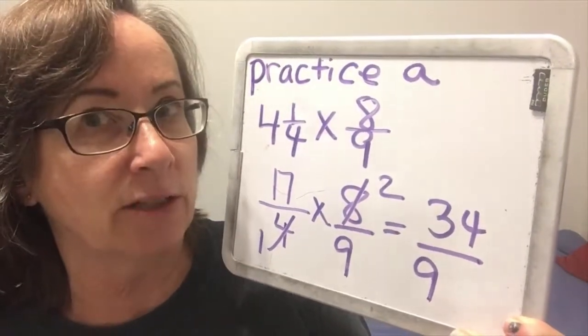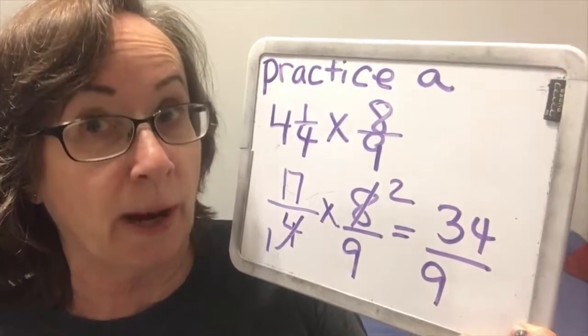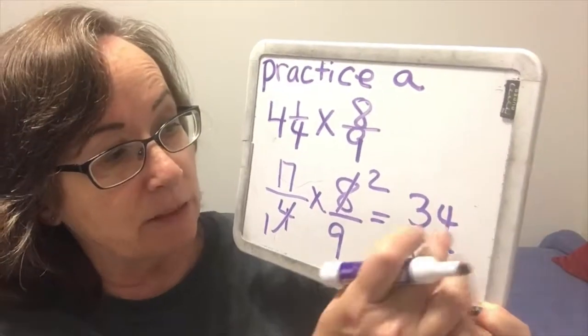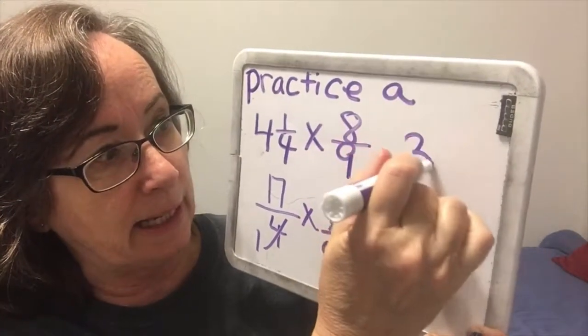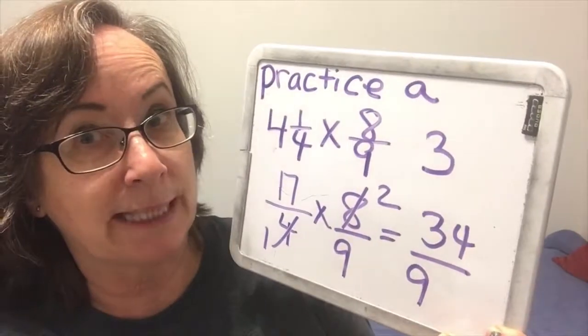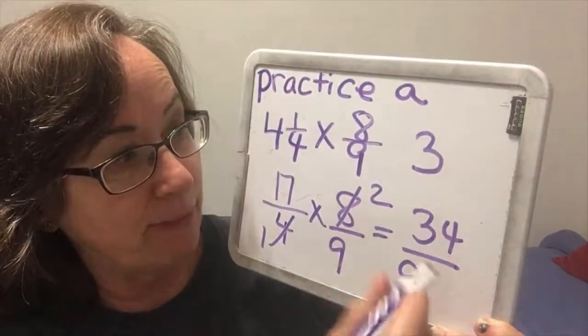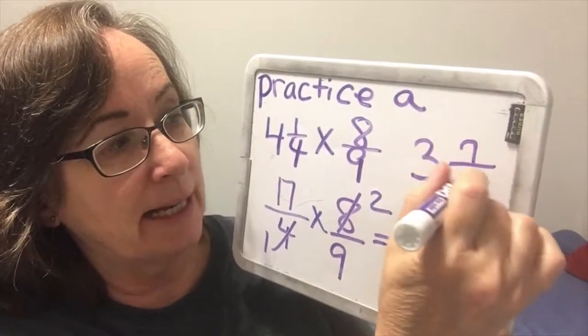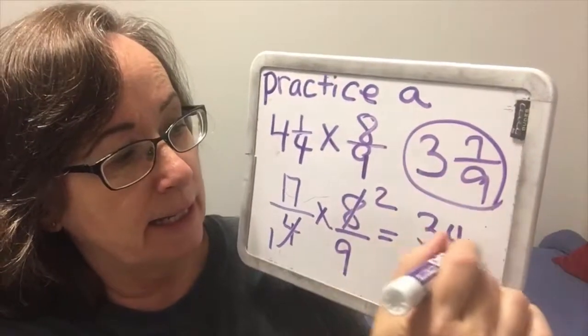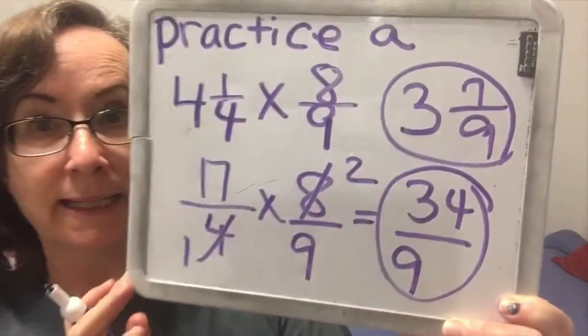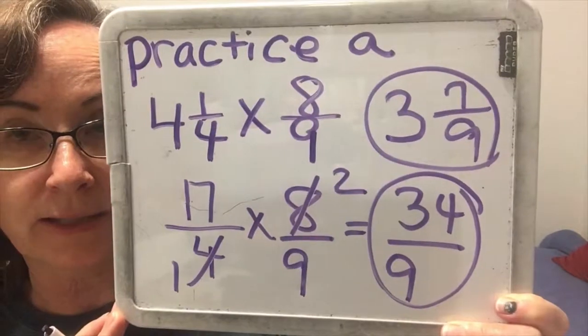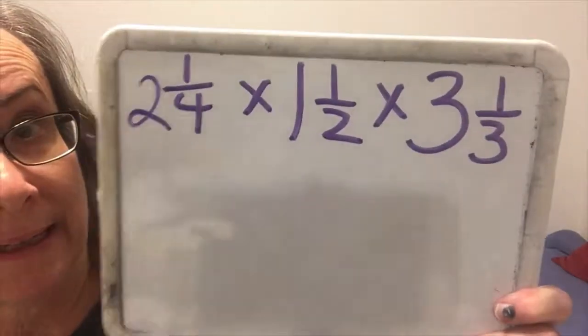Okay, so that one would be the correct answer because it does not simplify any further. And if I turned it into a mixed number, which you should practice from time to time, it's going to be 3, because that would be 27, and then 7 ninths left over. Okay, so either one of those would be considered the correct answer. Okay, so now for the B, we have 3 things to do.